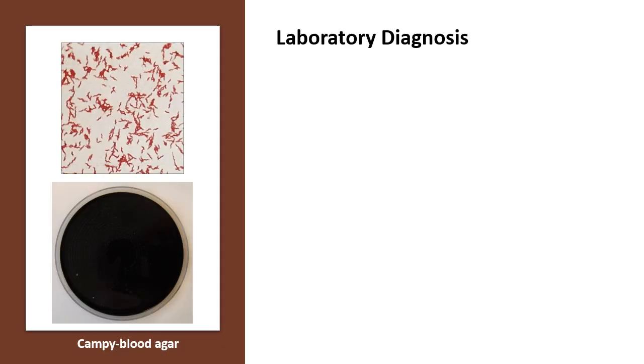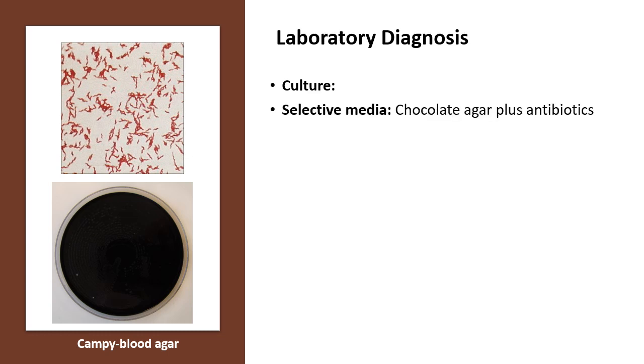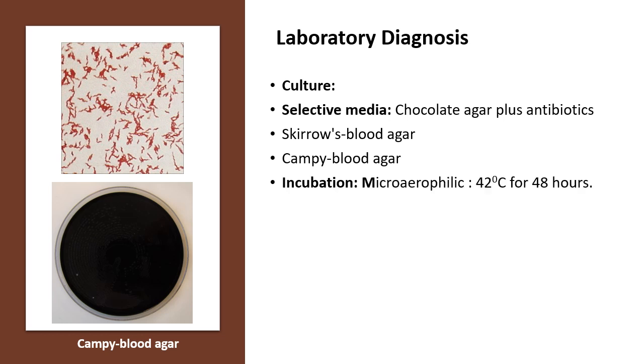A very important laboratory diagnostic feature is that they need chocolate agar plus antibiotics to grow, or Skirrow's blood agar. But we have in our lab the Campy blood agar, which is a very black agar, and it is grown under incubation conditions called microaerophilic, which means basically a specific requirement of oxygen tension, which is 5% oxygen, 10% CO2, and 85% nitrogen. And it grows also at 42 degrees Celsius.